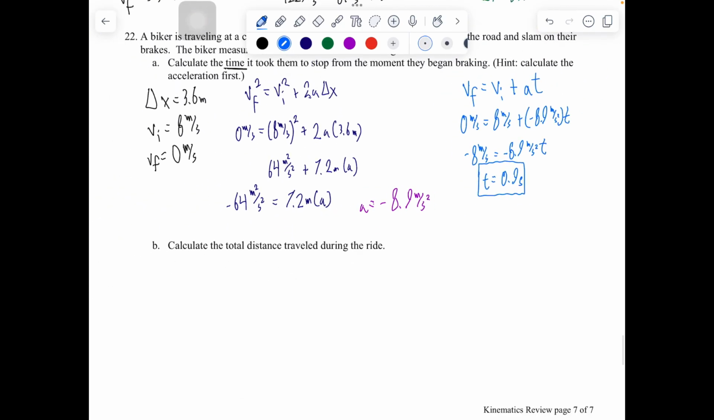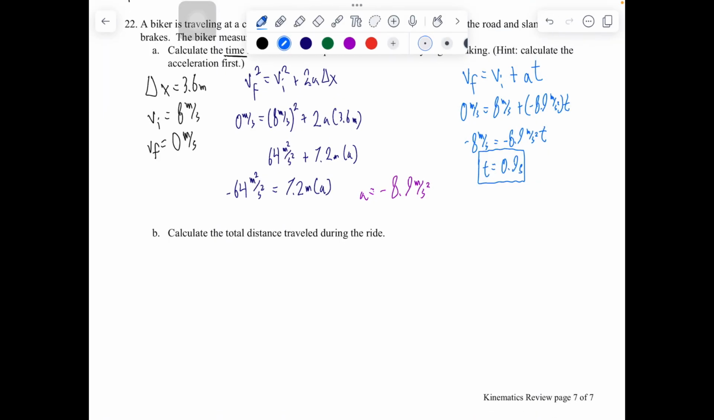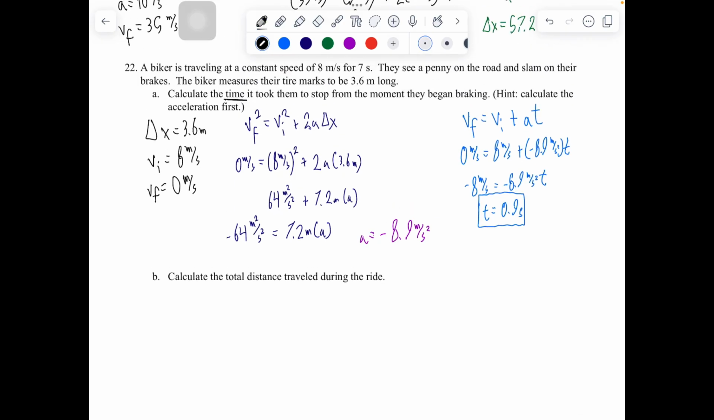Now let's go ahead and calculate the distance traveled during the ride. Well, we know there's really two different segments, two legs to this ride, if you will. There's the segment where he's slowing down, and we know that's 3.6 meters long. So let's go ahead and break it into two legs. We have our first leg, and we have our second leg. We know the second leg is 3.6 meters long. We know the total is just adding them up.